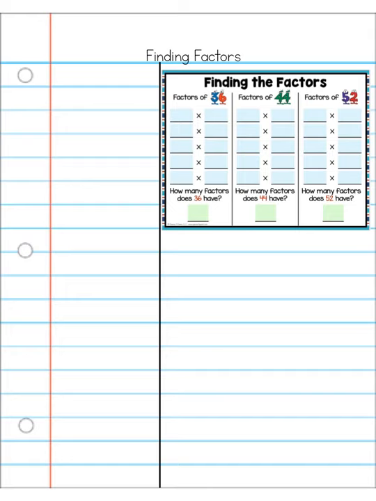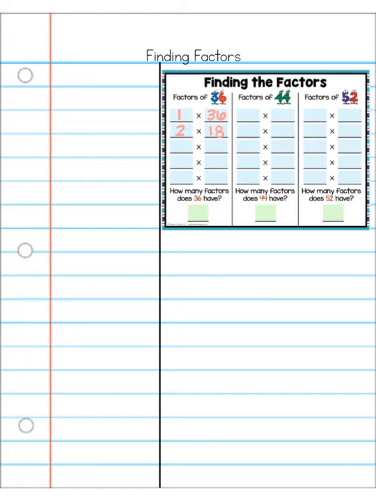The first one we're going to look at is 36. Remember, I always use 1 and the number. 36 is even, so I know 2 is a factor. And I would have to multiply 2 by 18. And let's look at whether or not 3 is a factor.